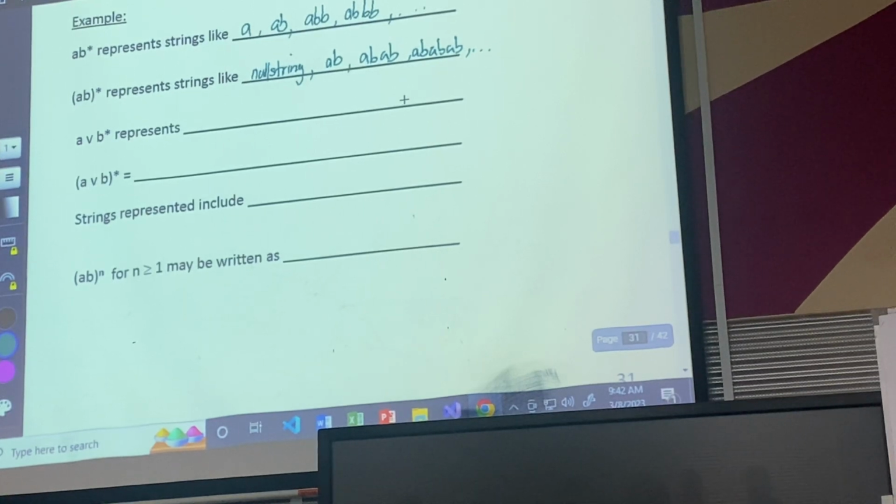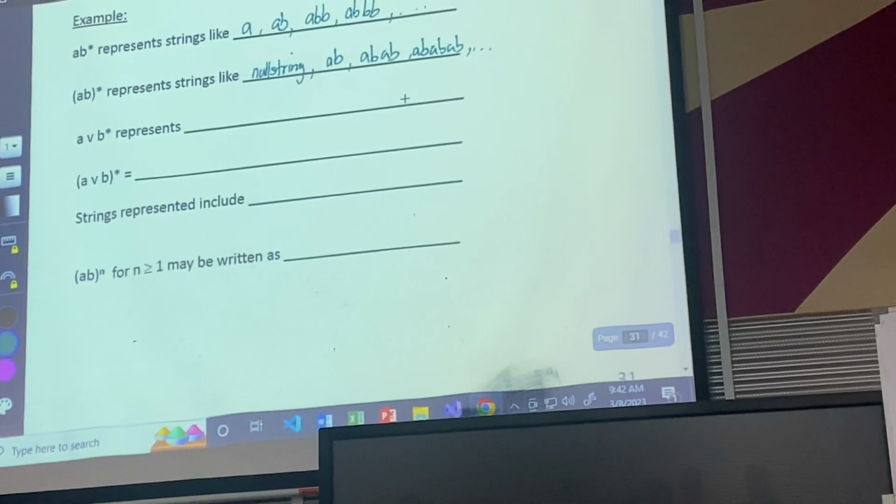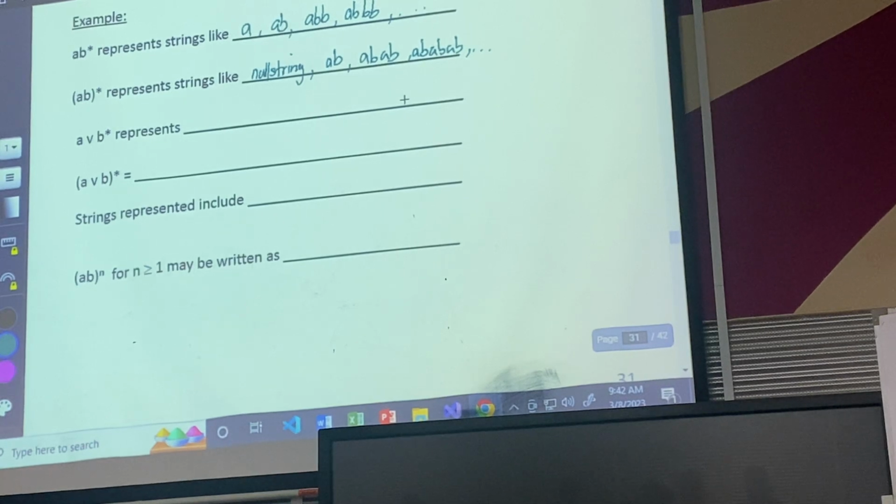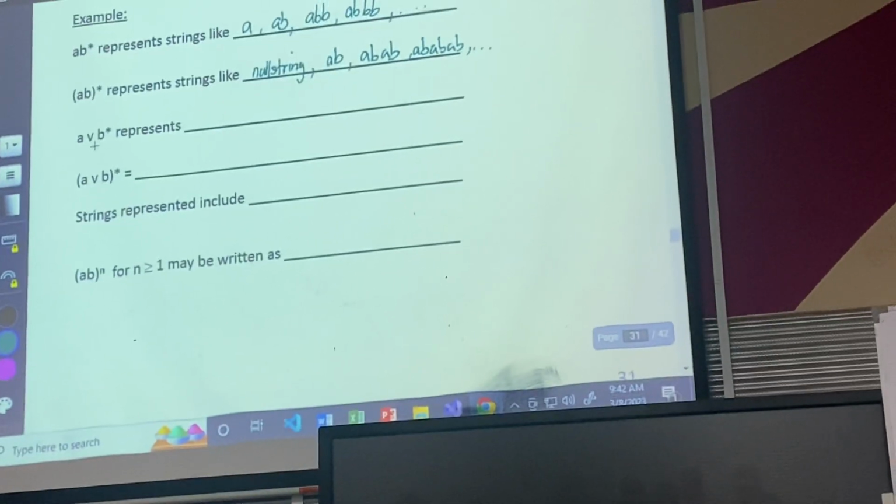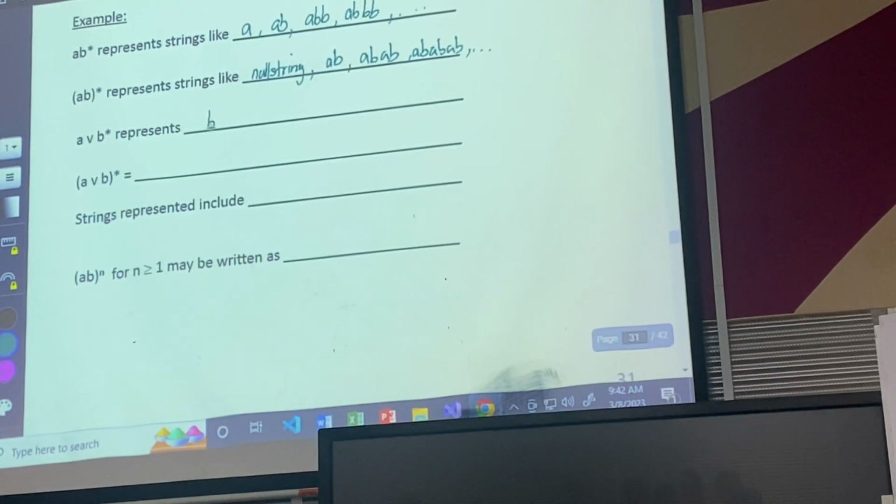What is the possible string we can have? You give me the shortest first. No string. B is the shortest. B can be 1B or no B, right? So no string.